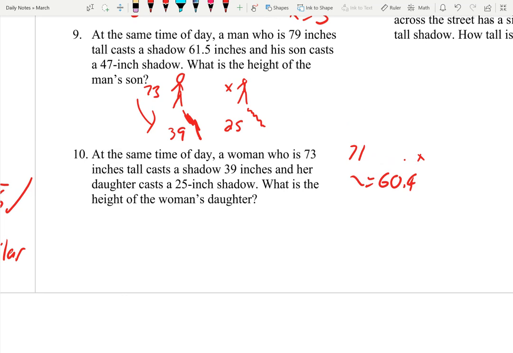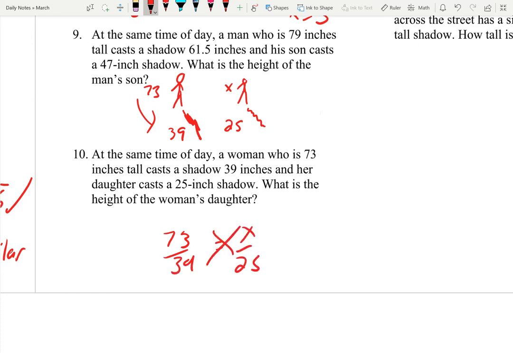So just using the same picture, set up my ratio. So we have 73 to 39 as x to 25. So we cross multiply, and we'll have 39x equal to 25 times 73, which is 1,825. Now divide by 39 on both sides, and we're going to get 46.8. So x equals roughly 46.8. So the daughter is about 46.8 inches tall.